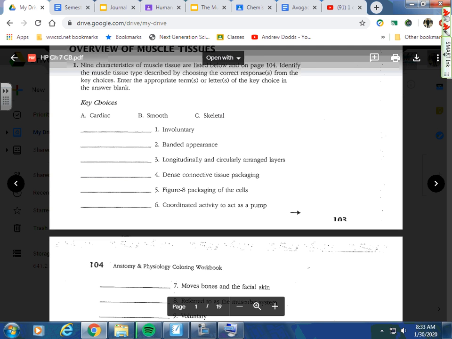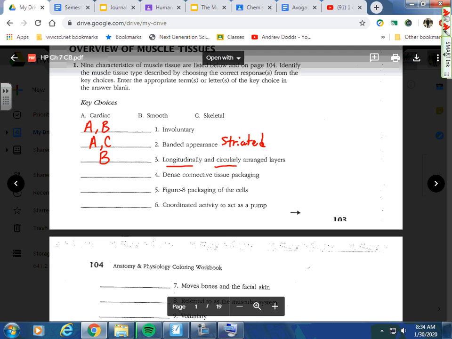If we've got involuntary, that's going to be cardiac, and it is also smooth. So that would be A and B. A banded appearance means it is striated, and that's going to be A and C. And number 3, because it's longitudinally and circularly arranged, it's not all laid out parallel to one another. We don't get the striped appearance here. This is going to be non-striated, your smooth muscle.